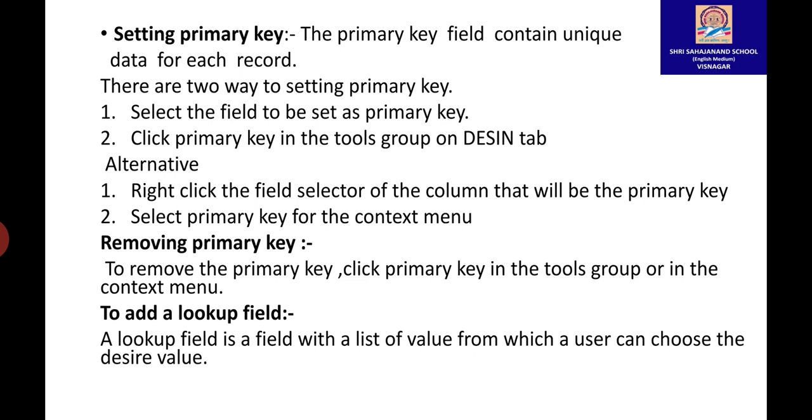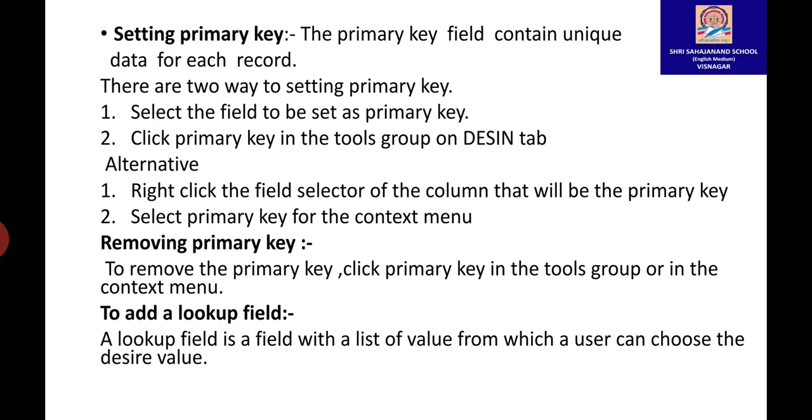Now, setting the primary key. How we can set a primary key in particular field? Primary key field contains unique data for each record. There are two ways of setting a primary key. Here we discuss the first one: select the field to be set as a primary key. Then click primary key in the tools group on the design tab.